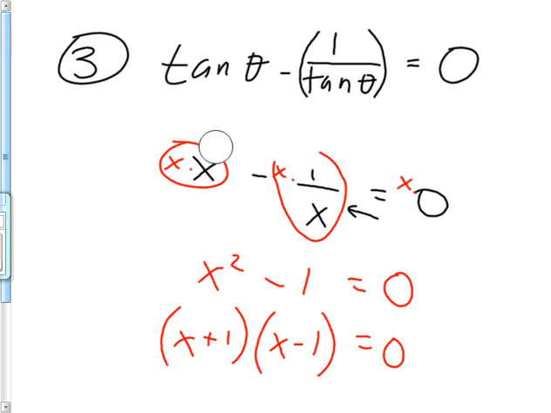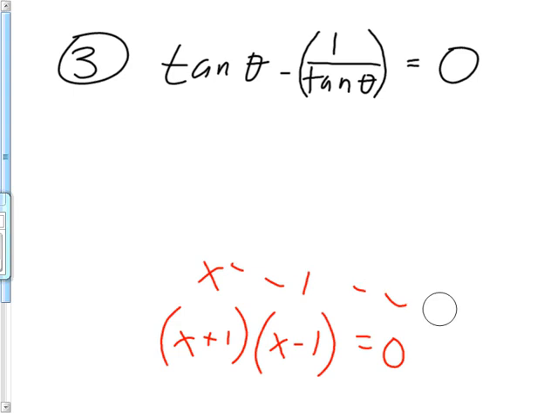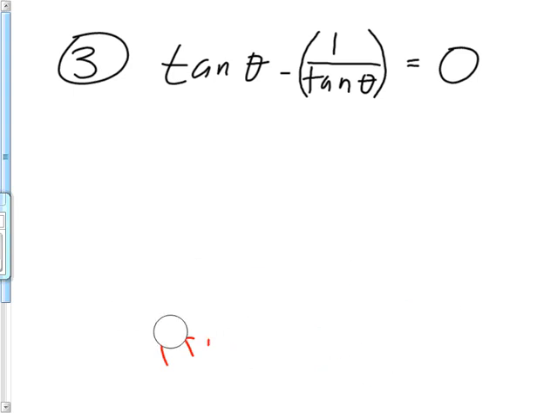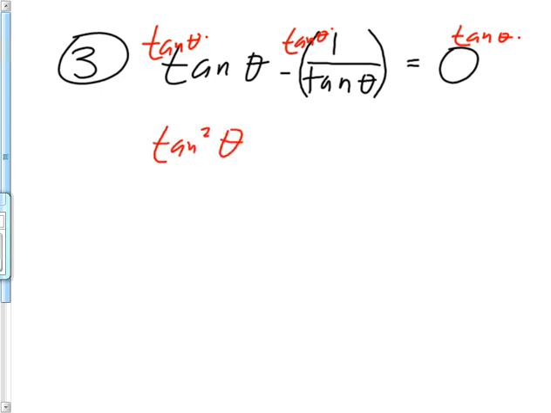All right, so I just gave you the little helper thing for doing this problem, except it was all in algebra. Now we've got to do it in trig. So multiply everything by tangent. It's all multiplied by tangent. And what do I have now? Tangent squared minus, that's 1, equals, what's that? That's 0.